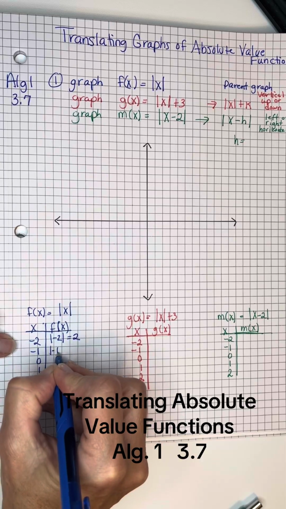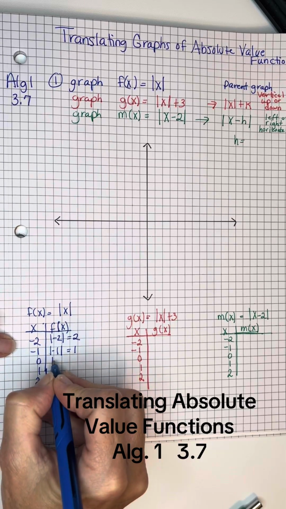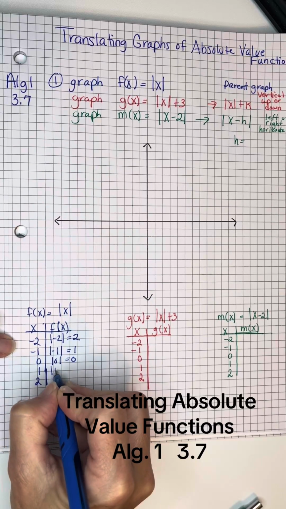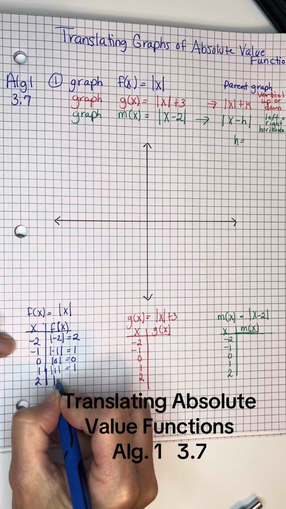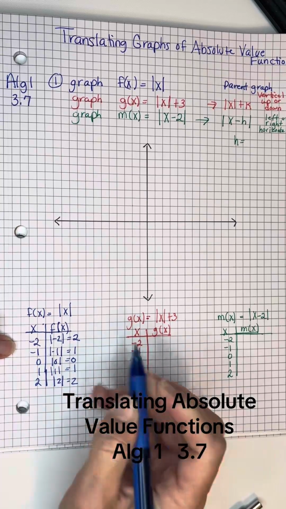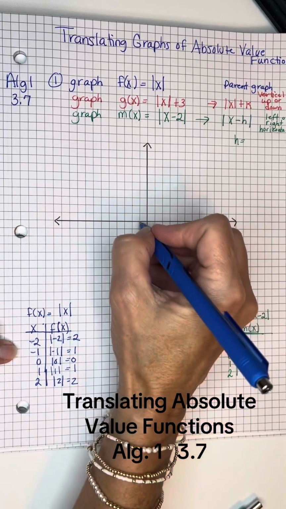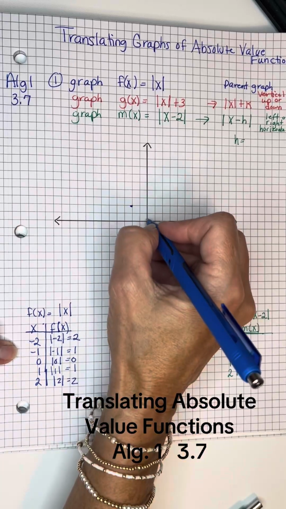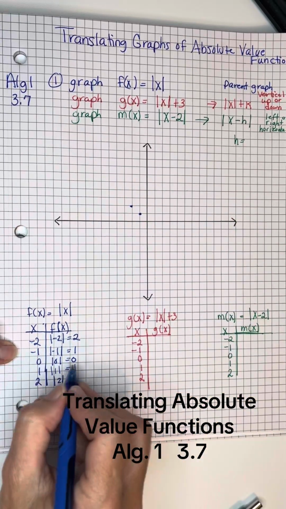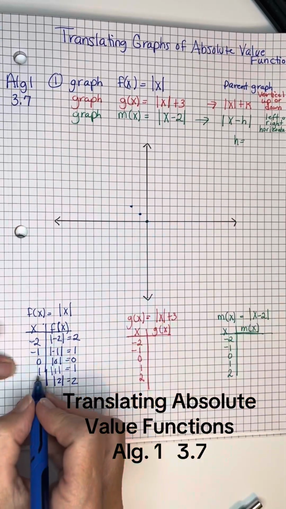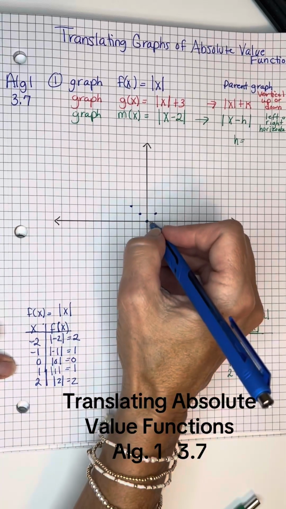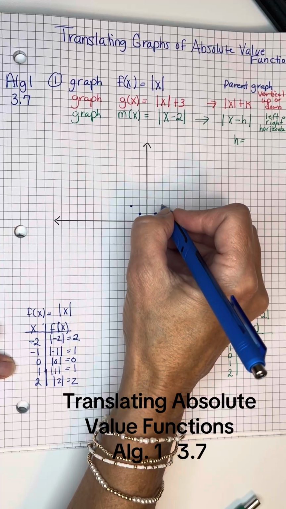And then the absolute value of -1 is 1. The absolute value of 0 is 0. The absolute value of 1 is 1. And the absolute value of 2 is 2. So I'm graphing (-2, 2), (-1, 1), (0, 0), (1, 1), right 1 up 1, and (2, 2), right 2 up 2.